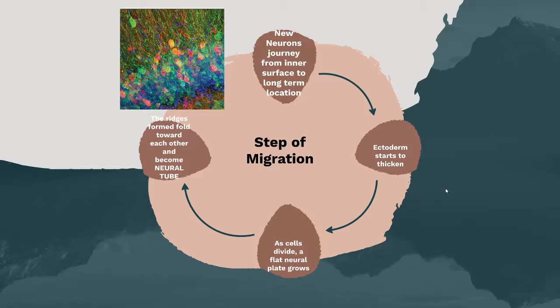The next step is migration. New neurons journey from the inner surface of the brain to their long-term location in the brain. The ectoderm starts to thicken, and as cells divide, a flat neural plate grows. The ridges of this neural plate fold towards each other and become the neural tube. In the picture, you can see migration in the cells in neurons in the dentate gyrus.